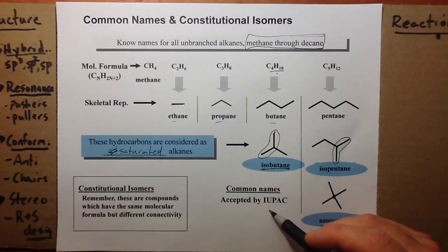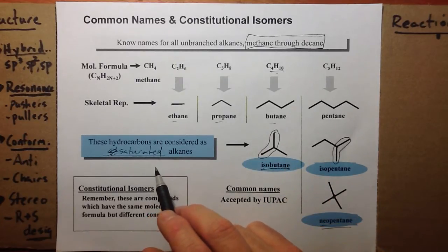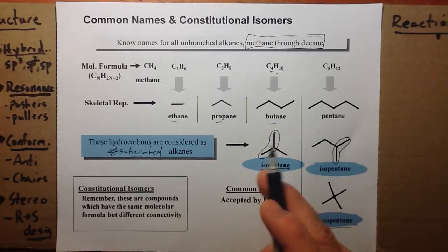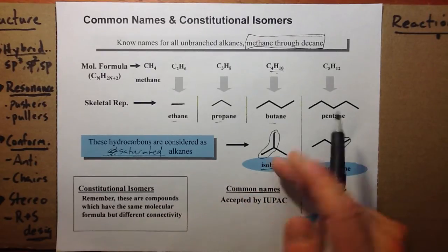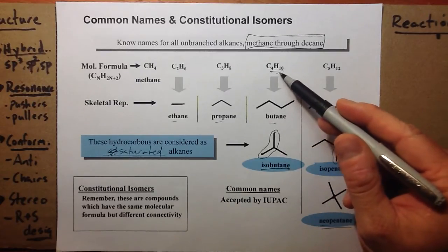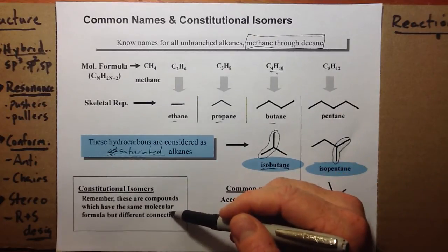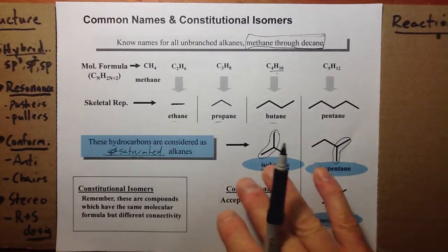by the IUPAC Association. Now, all of these hydrocarbons are considered saturated alkanes, meaning they don't have rings or pi bonds within them. Don't forget that these constitutional isomers for C4H10, butane and isobutane, have the same molecular formula but differing connectivity.